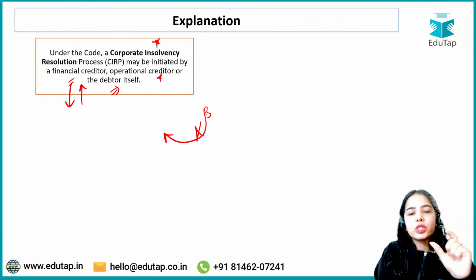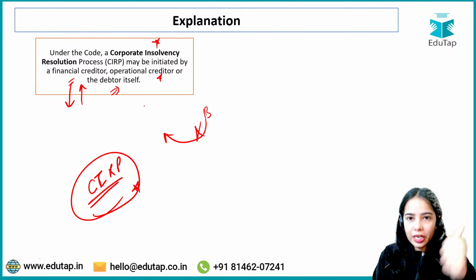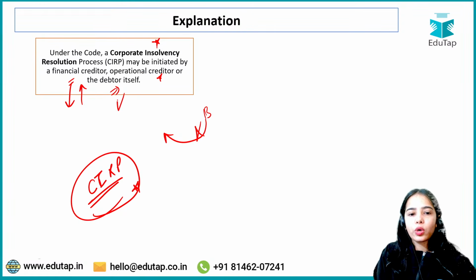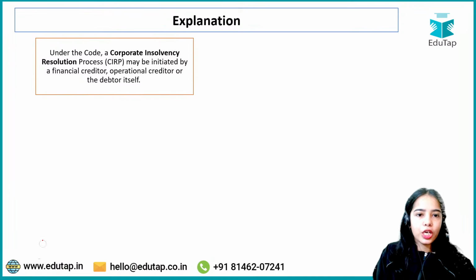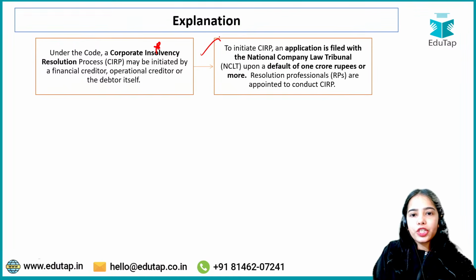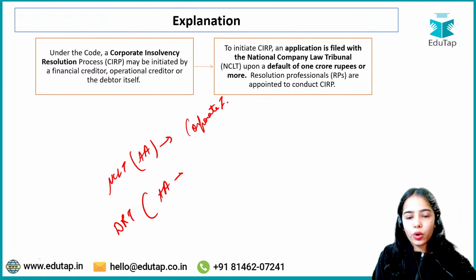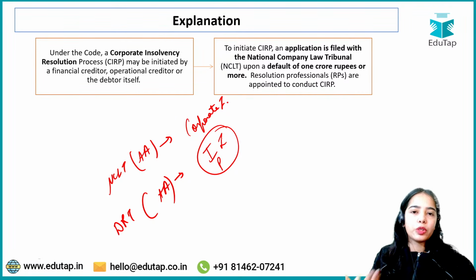Or the debtor itself. So the corporate insolvency resolution process can be initiated by the financial creditor, the bank, the NBFCs, the operational creditor, or the debtor itself, if the debtor feels that now the debtor is not able to pay the loans, the debt. So the debtor itself can go under the corporate insolvency resolution process, so that the insolvency can be resolved. To initiate the corporate insolvency resolution process, an application is filed with the National Company Law Tribunal. So as I've told you, NCLT is the adjudicating authority that looks after the process of corporate insolvency, while the Debt Recovery Tribunal is the adjudicating authority that looks after the whole process of individual insolvency, where the individual or the partnership has become insolvent, they are not able to pay back their debt, okay?